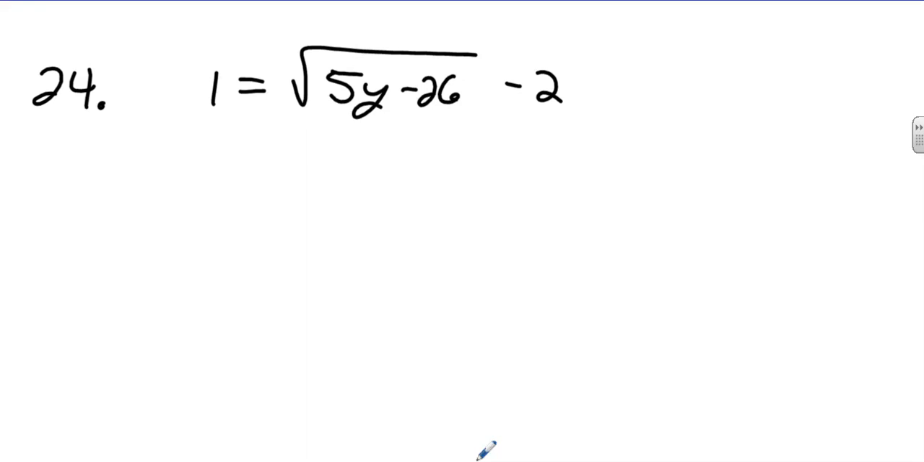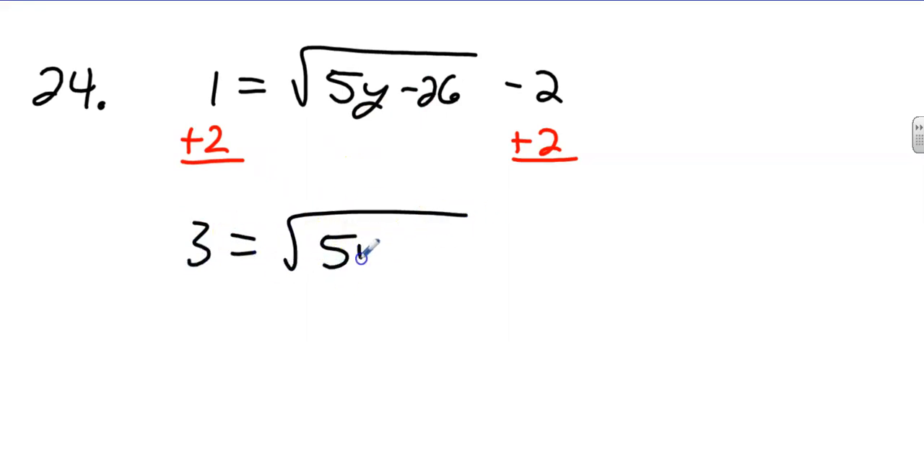And with any of the radicals we were doing, the very first thing we said you had to do is get this radical by itself. So this minus 2 that's attached to it, go ahead and add that 2 to both sides so we get just the square root on one side by itself.